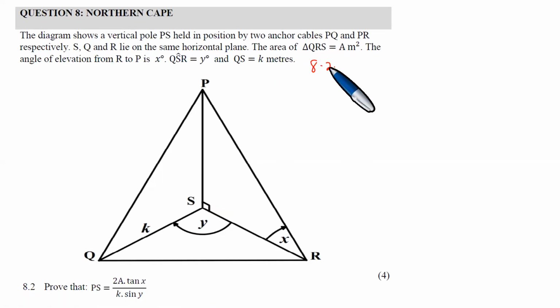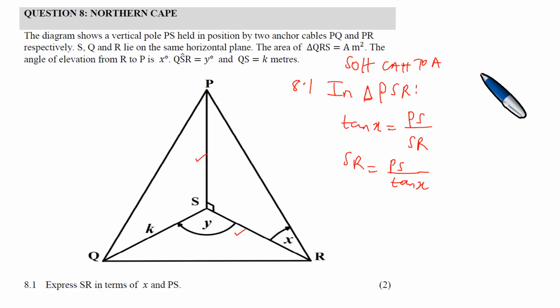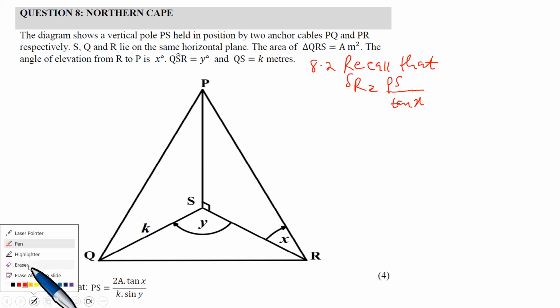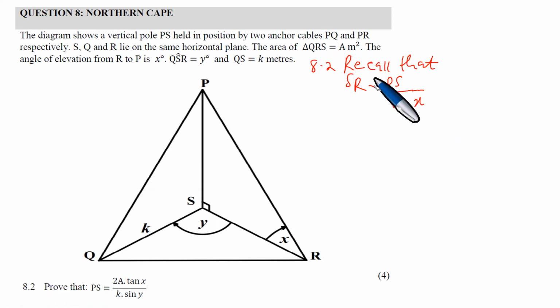So, recall that. We don't need to do this one because we already know from the previous question. We recall that SR is equal to PS over tan X. Right, SR is equal to PS over the tangent of the angle X. Okay, so that is what we need to recall from the previous question. After we have recalled that, we are in a position to get the result.